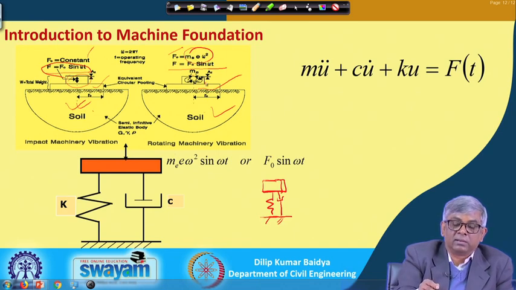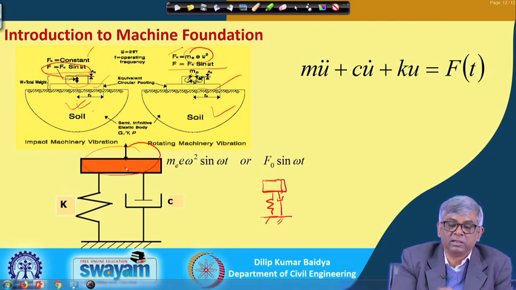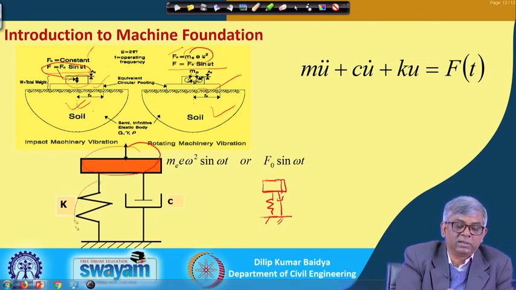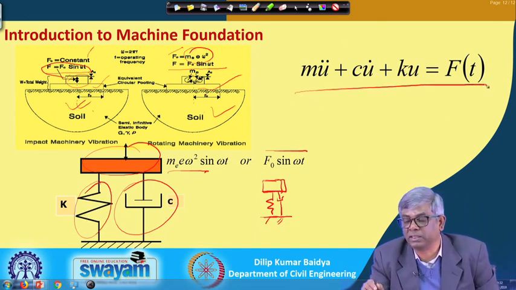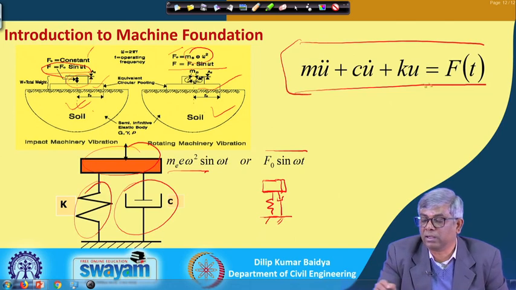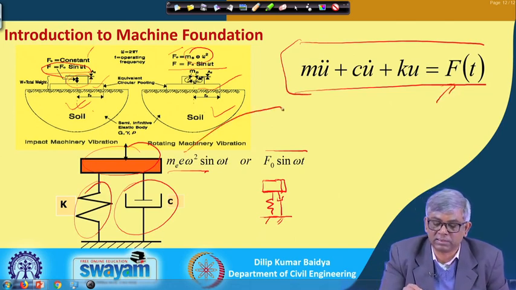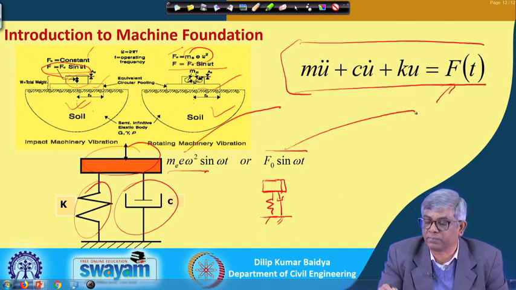So, two different types of forcing system are shown here, and whether it is this or this, typically I can idealize the machine and foundation together as a mass, and this soil will be represented by a spring and a dashpot. And this force can be either this or this. This is the model we have taken right from the beginning, and from this model we find the equation of motion. That equation of motion will be this, and f t can be either this or this.